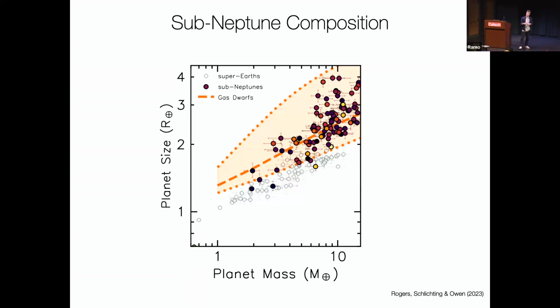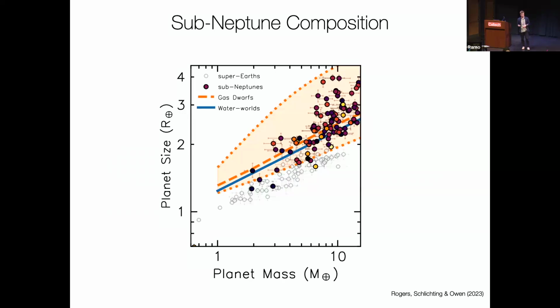The issue is, it's completely degenerate, and we've seen this a couple of times this week, with another scenario, which I'm going to call the water world scenario. This is where these sub-Neptunes are actually made of a rocky interior with a very large water mass fraction, something like 50%. Again, this is all because of this degeneracy where you can explain the mass and radius of a given planet using very different interior compositions.